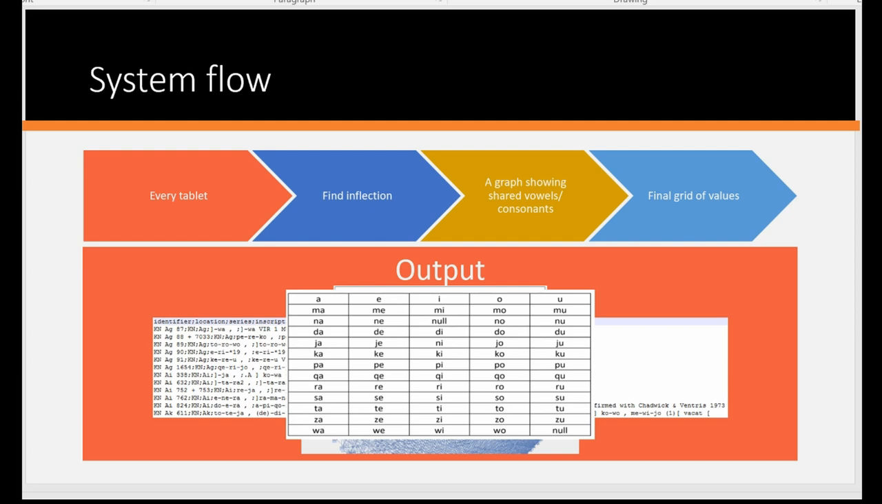One thing that computers are great at is graphs. One thing humans are not so great at is graphs. Originally, these connections between the vowels and the consonants and everything else were expressed as tables, as Ventris moved them across when he changed his mind. But we can use graphs, and computers are great with graphs. Then you have a final grid of characters. This is the final output, but I'm going to walk through it step by step.